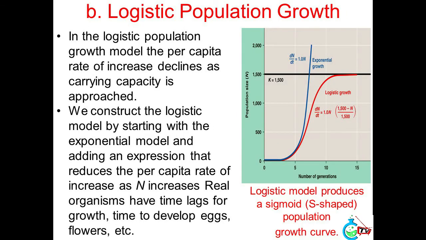B. Logistic population growth. In the logistic population growth model the per capita rate of increase declines as carrying capacity is approached. We construct the logistic model by starting with the exponential model, and adding an expression that reduces the per capita rate of increase. As N increases, real organisms have time lags for growth, time to develop eggs, flowers, etc. The logistic model produces a sigmoid, S-shaped, population growth curve.